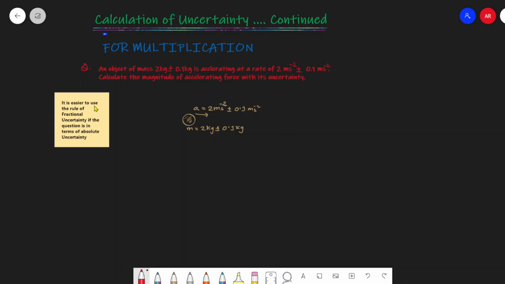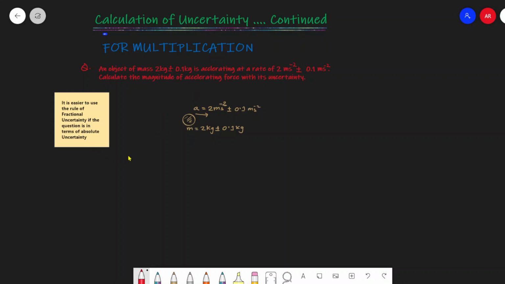It is easier to use the rule of fractional uncertainty if the question is in terms of absolute uncertainty. Here, as you understand, the plus minus something is the uncertainty of that value, and if it is stated with the unit, like 0.1 kg, 0.1 meter per second squared, then it is what we call absolute uncertainty. So here the question is stated in terms of the absolute uncertainty for both the mass and acceleration.